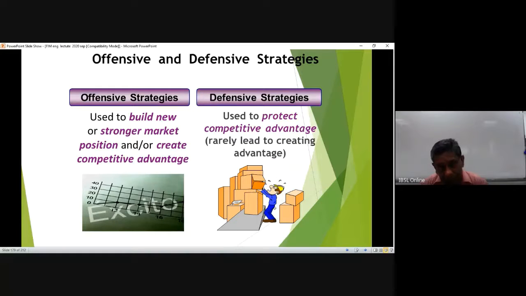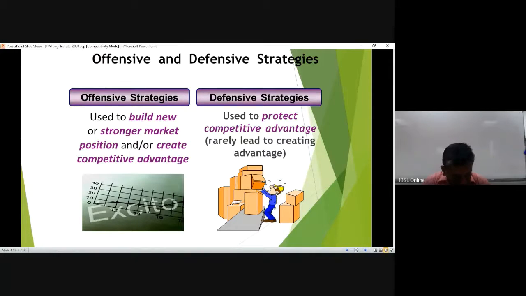Then the next offensive strategy you can use is called flank attack. Flank attack means you look at what the competitive weaknesses are and you try to attack on that. So that is called a flank attack, also an offensive strategy.